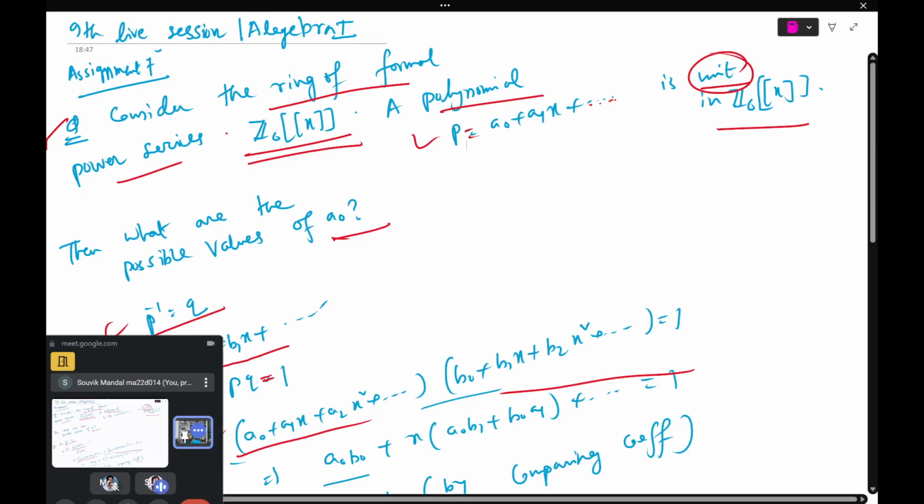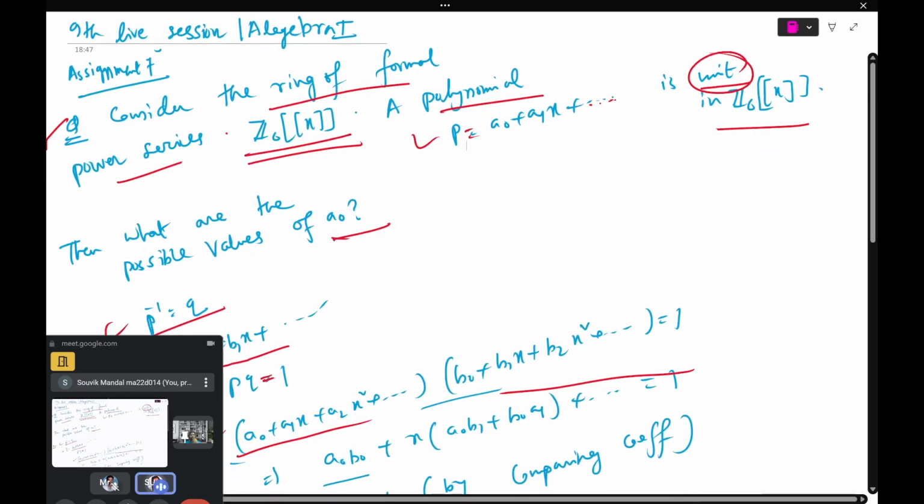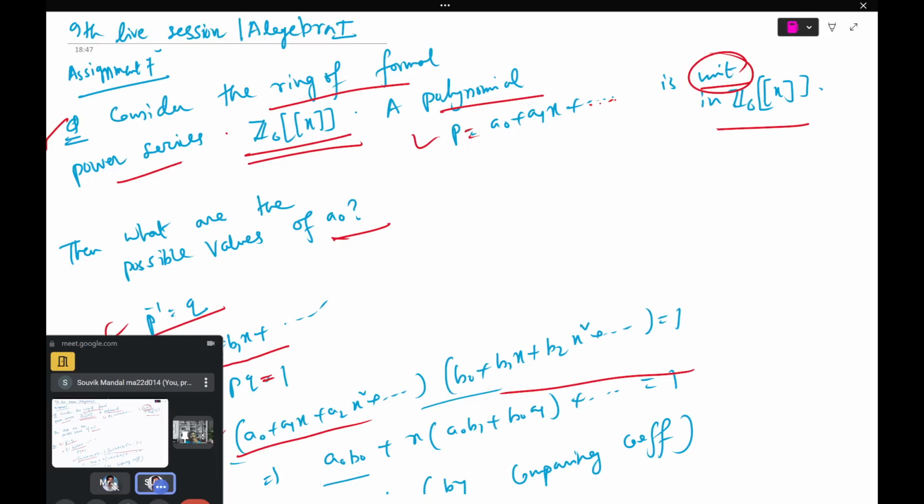So what is meant by double bracket? We are acquainted with single bracket only. Double bracket means infinite polynomials. Once again, R double bracket X, where R is a ring, is A0 plus A1X plus A2X squared plus dot dot dot. It goes infinite, it is not finite. That's the R double bracket X, known as the formal power series.